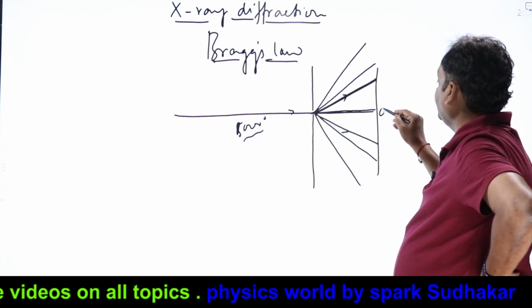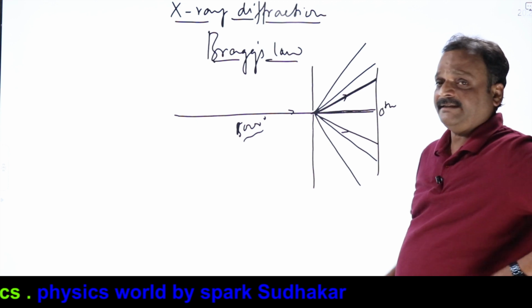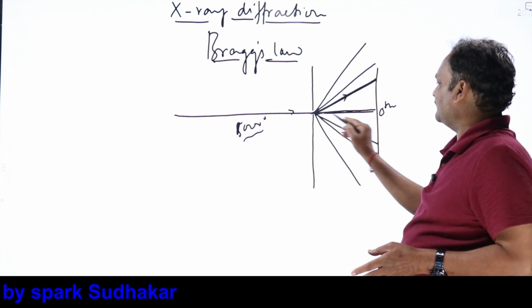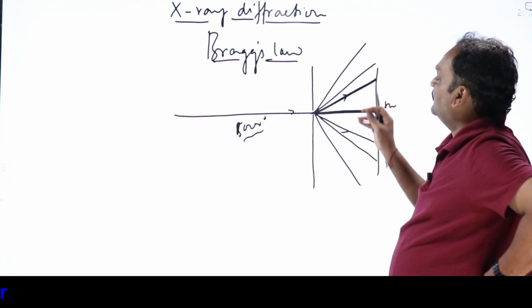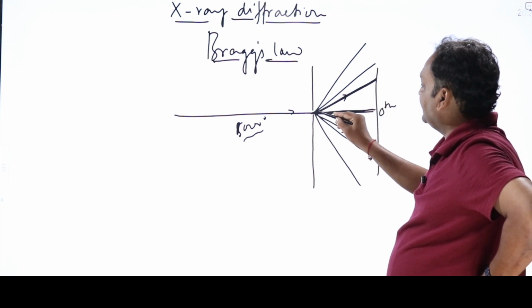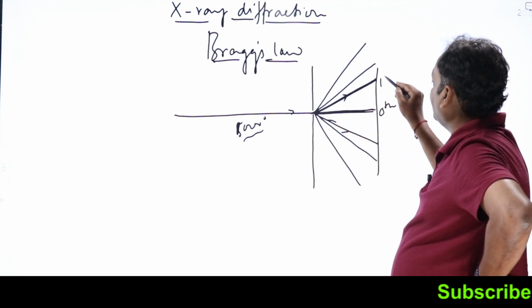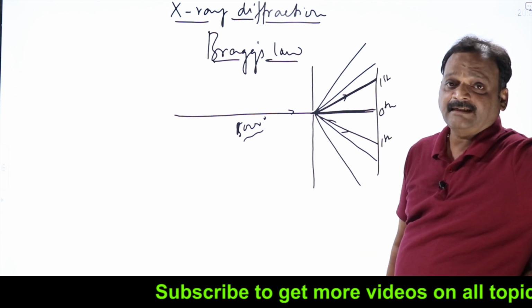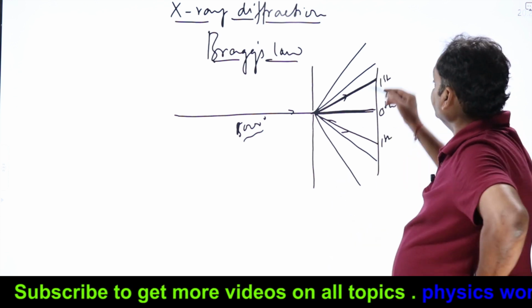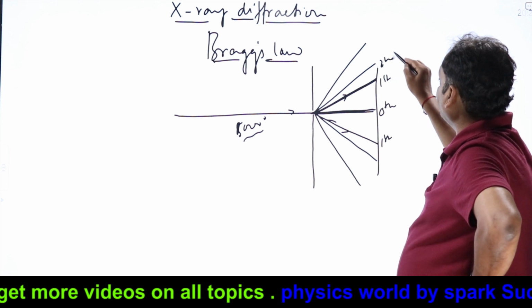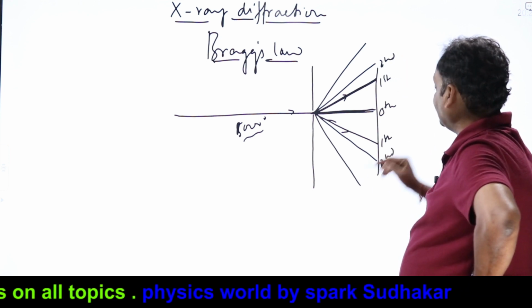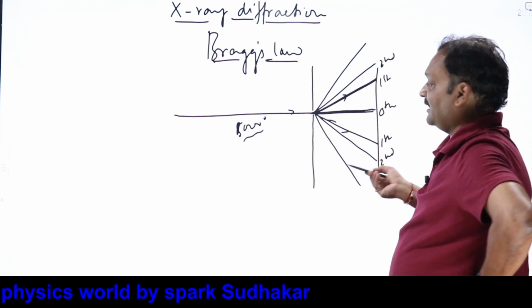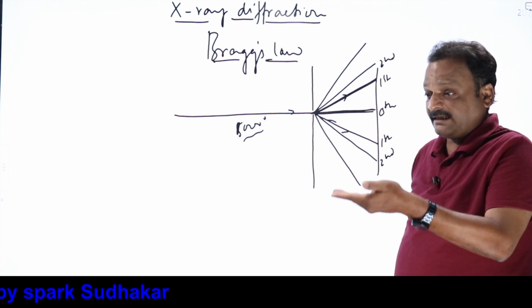This is called 0th order diffraction. It has not undergone diffraction; that part of light has gone straight only. Only a small fraction of light is getting deviated and going like this. This is called first order diffraction. The first deviation from its rectilinear path is known as first order diffraction. These two are called second order diffraction pattern. Second order diffraction, third order, like that. How many orders are observed?